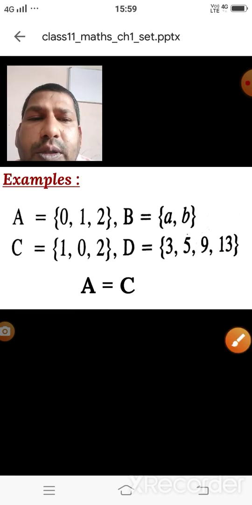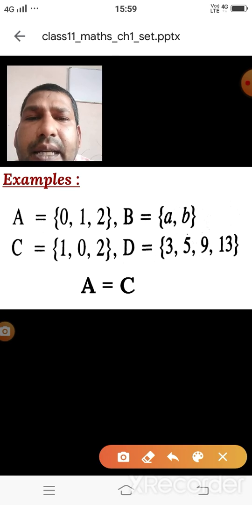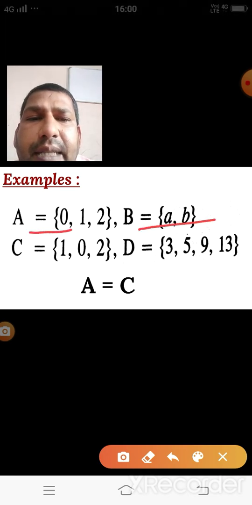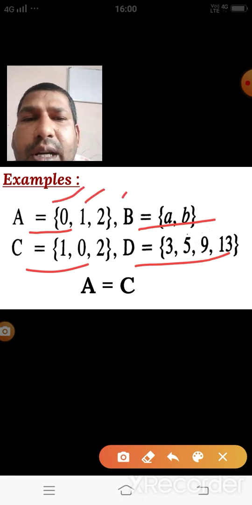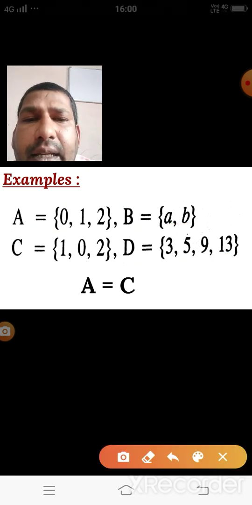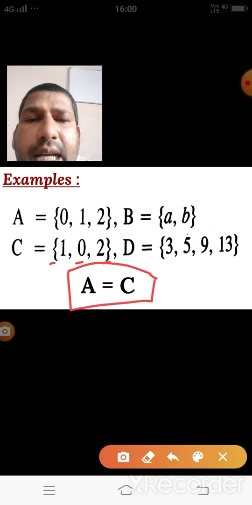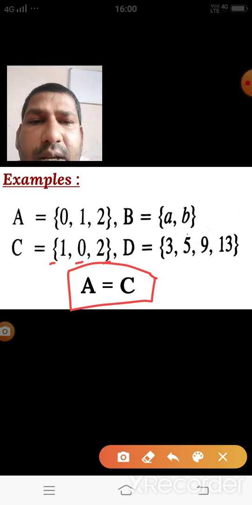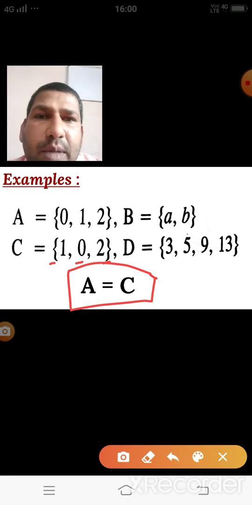For example, suppose here I am taking some different sets: A, B, C, D. And what we are observing in A and C: we are getting 0, 1, 2. And in set C also, we are getting 0, 1, 2. It means yes, these two sets are equal. A is equal to C. And the rest of the sets are not equal. So for equal sets, the elements should be the same.